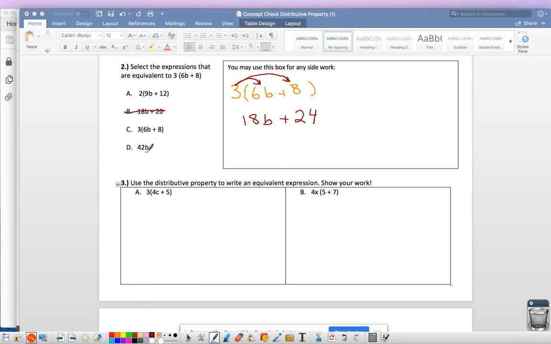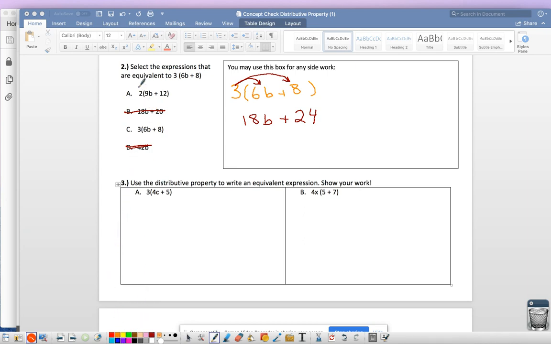If we look down at d, all it says is 42b. We know that's not correct because we cannot add 18b plus 24. That doesn't make 42b. If the 24 had a b on the end of it, we could, but since they both don't have that variable, we can't do that. So we know d does not work either. So now we want to look at both a and c.